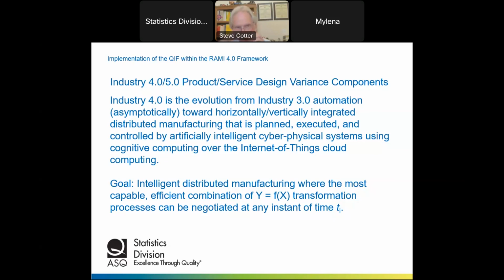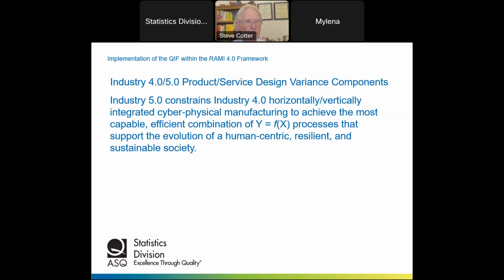Humans are out of the system, and at any point in time, a downstream production can negotiate some combination of upstream production for ideally the best performance at the lowest unit cost. And humans in the limit are out of that collaboration. So the goal is intelligent distributed manufacturing, where the most capable, efficient combination of y equals f of x transformation processes can be negotiated at any instant in time. And this is a limit definition, not a norm definition.